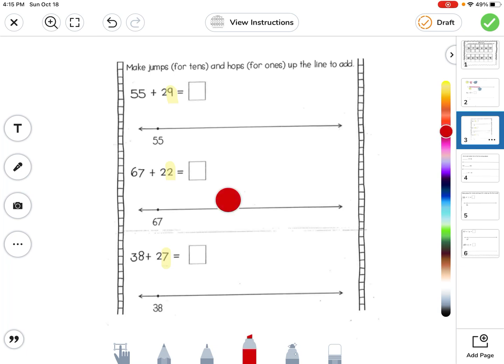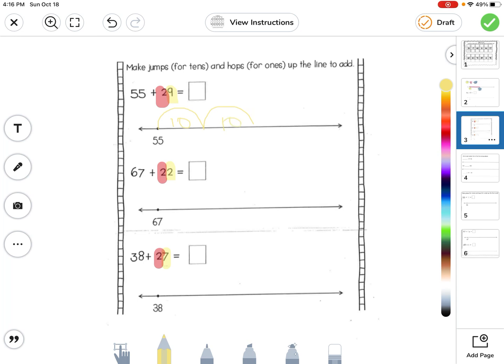And then we're going to highlight our 10s in red. And this helps us just to remember the difference between what our 10s are and what our 1s are. So we have 55, and we need to add 29, which means I need 2 jumps of 10. 1, 2.